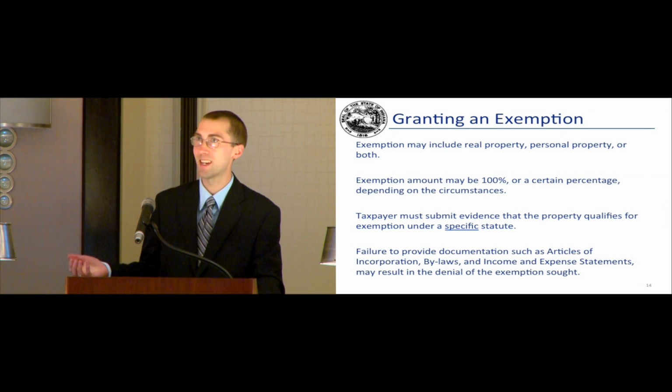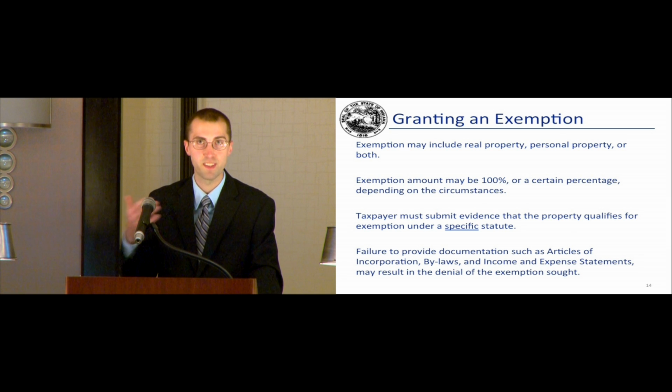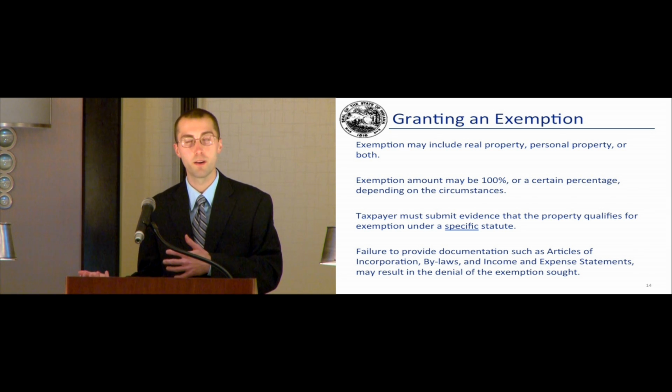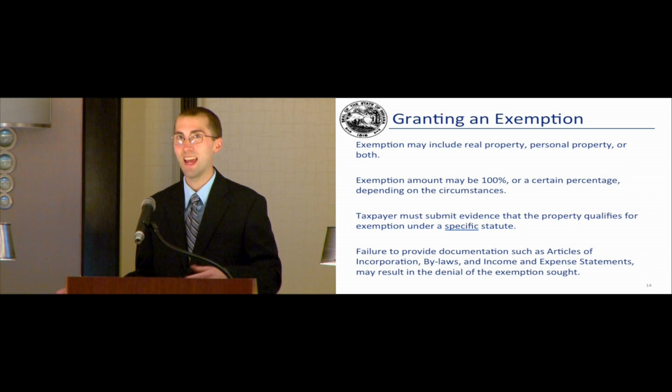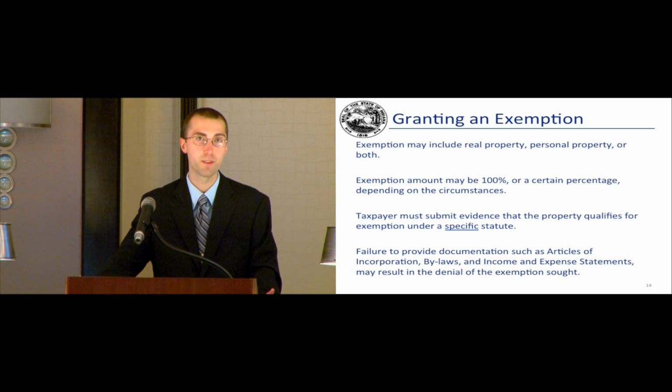What this means is that it's not enough for a taxpayer applicant to essentially state that they are a church or a charity or a fraternal organization or a brotherhood, and therefore that they're exempt. They have to show and provide evidence that they are satisfying some exempt purpose according to the statutory requirements.